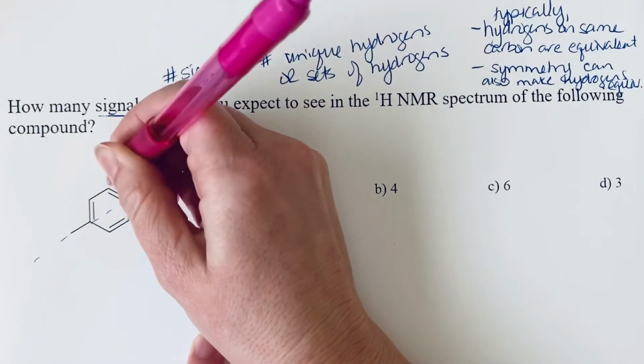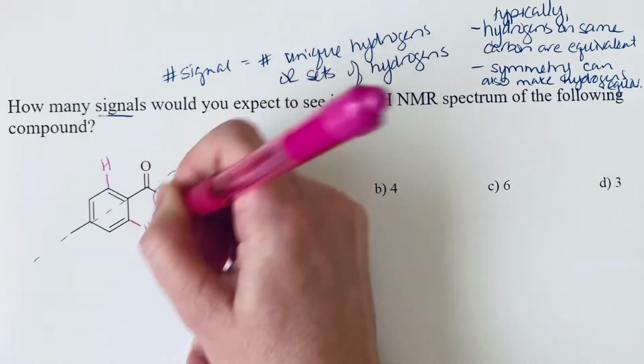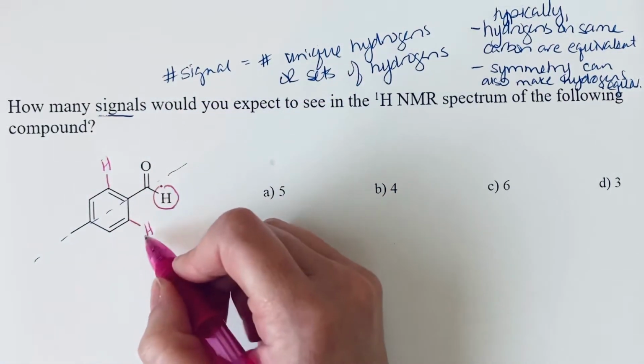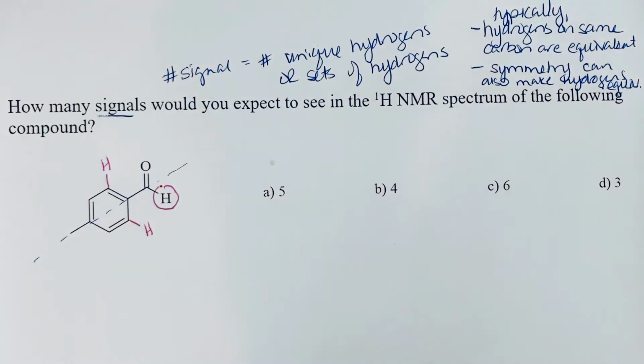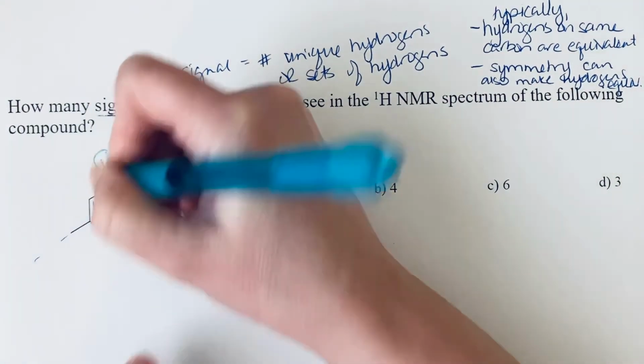And then both of these hydrogens that are right next door to that aldehyde are going to be chemically equivalent because they are the same distance from the aldehyde and the same distance from the methyl group on the other side of the ring. So those would be equivalent to each other. So that would be a second signal.